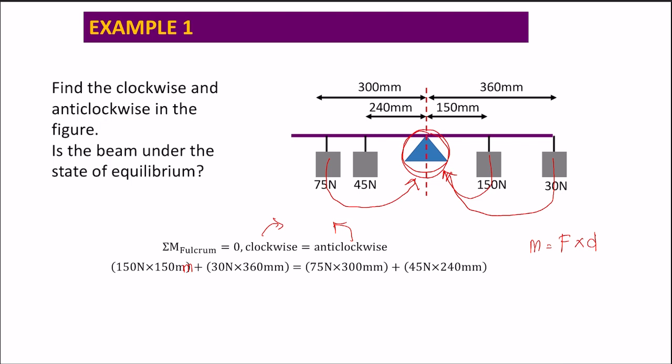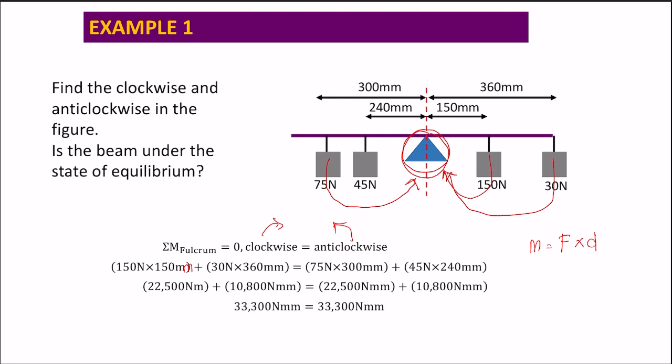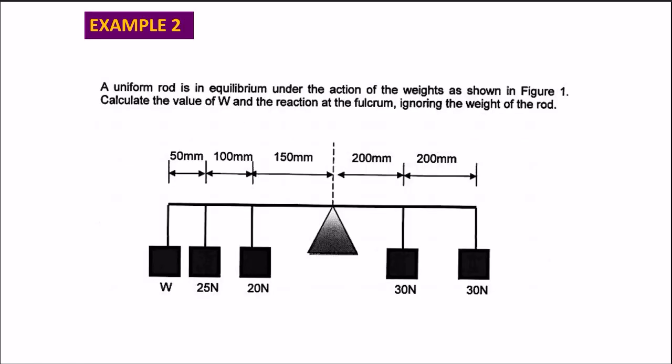Okay, all the forces you have to include in this calculation because we know that forces produce moment. Right, so we calculate everything here. Then you will get 33,000, which is clockwise moment, and 33,300 for anti-clockwise moment, which means that this value is sama, meaning that this is in the state of equilibrium.